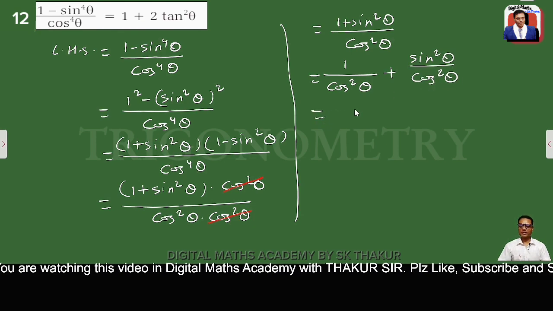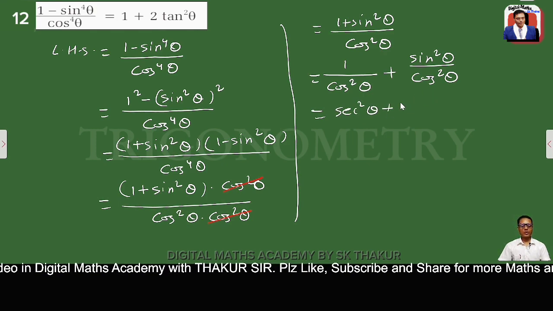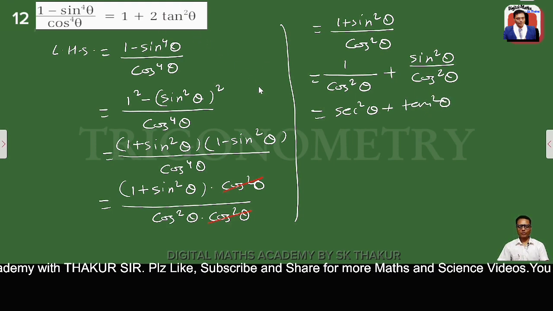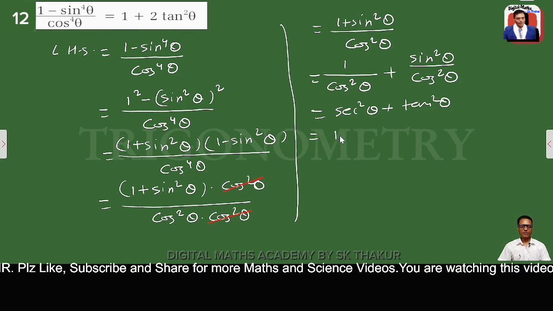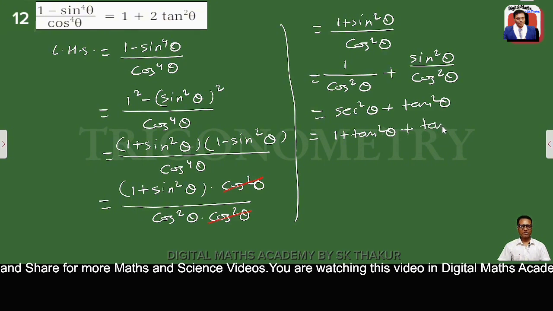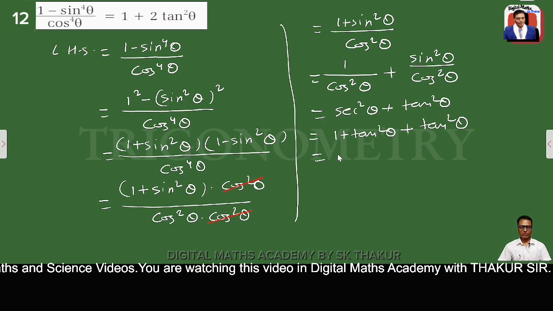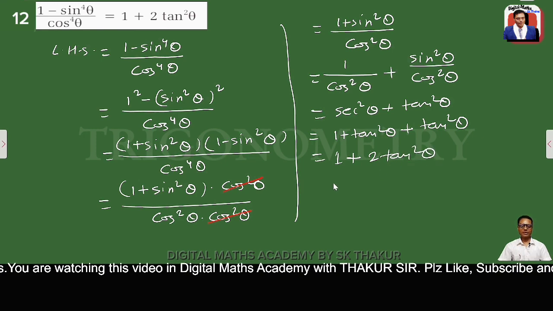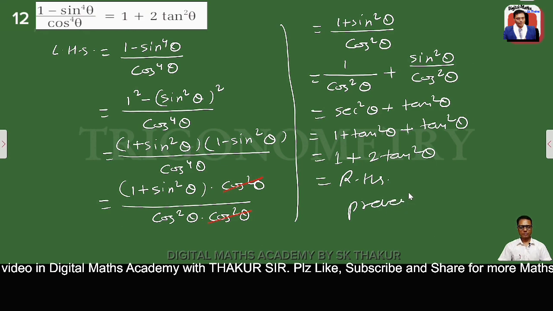So 1 by cos square theta gives us sec square theta, and sin square by cos square gives us tan square theta. But we have tan square theta only at the right hand side, so we are going to change sec square theta into 1 plus tan square theta. And plus tan square theta, so here tan square theta plus tan square theta becomes 2 tan square theta. So finally we have 1 plus 2 tan square theta, which is at the right hand side, and proved.